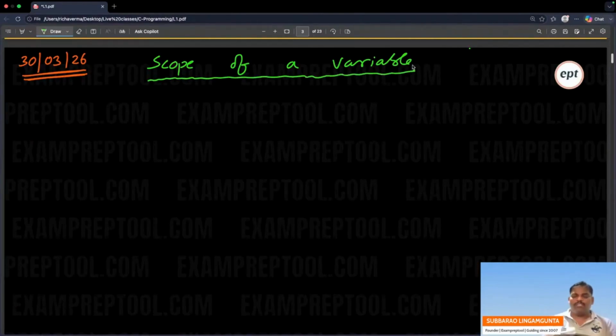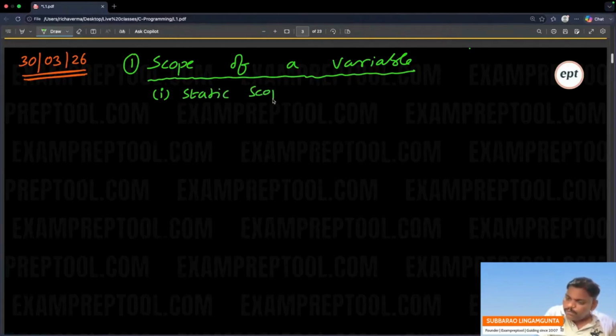Scope of a variable. That is the topic name. What is the scope of a variable? There are two scopes: static scoping and dynamic scoping. Scope of a variable is the first topic, and inside that there are two topics: 1. Static scoping, 2. Dynamic scoping.